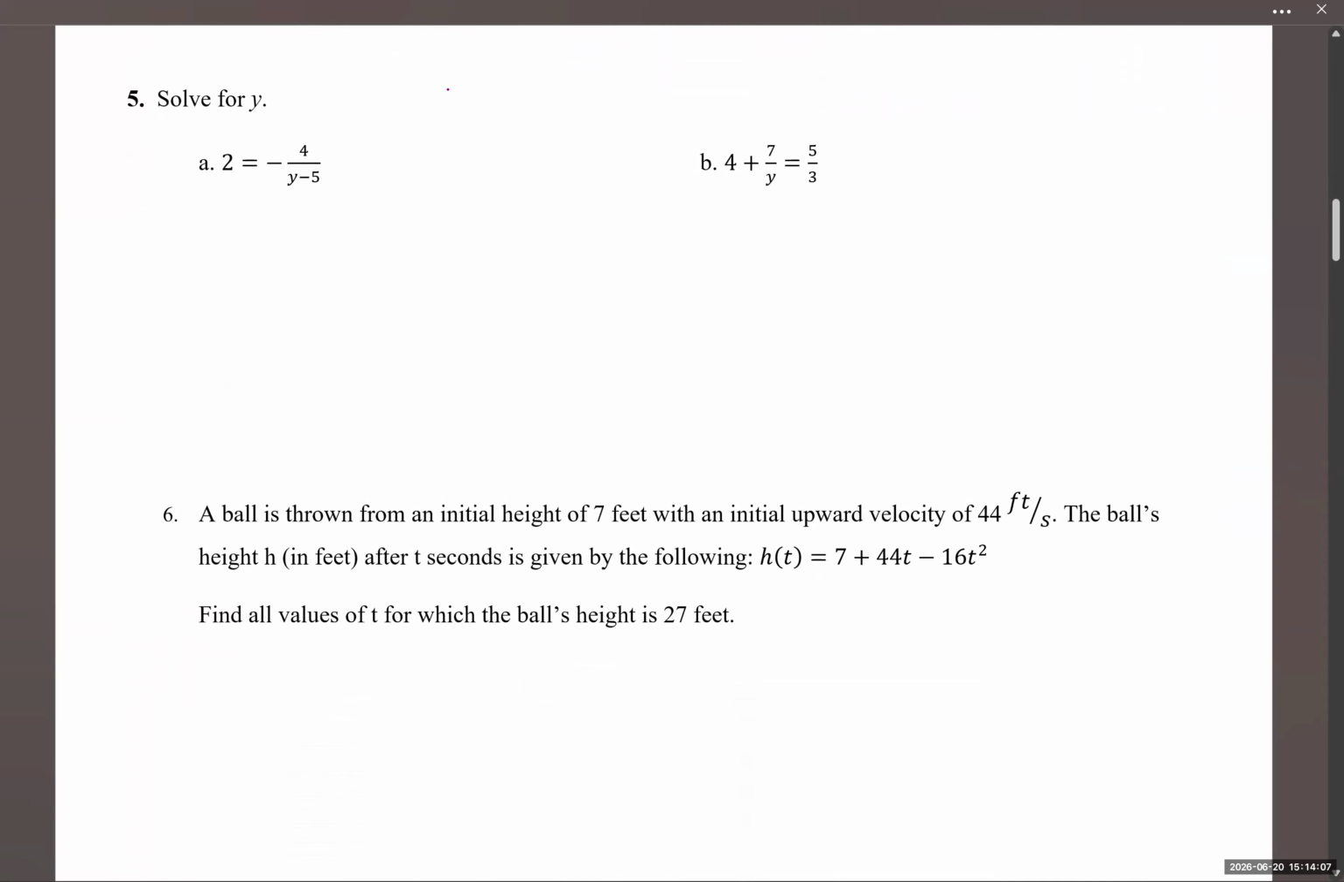Solving rational equations for y. The first one, 2 equals -4 over y minus 5. Y is in the denominator, so you got to bring it out of the denominator, which means you have to multiply both sides by the denominator. So 2 times y minus 5 equals -4 over y minus 5 times y minus 5.